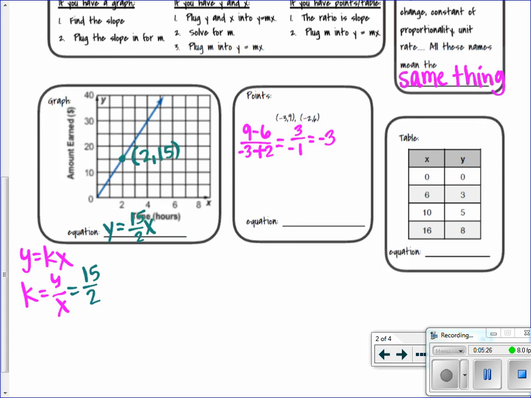And then you just pick a point and see if it goes to the origin. Okay, we got a few options here.